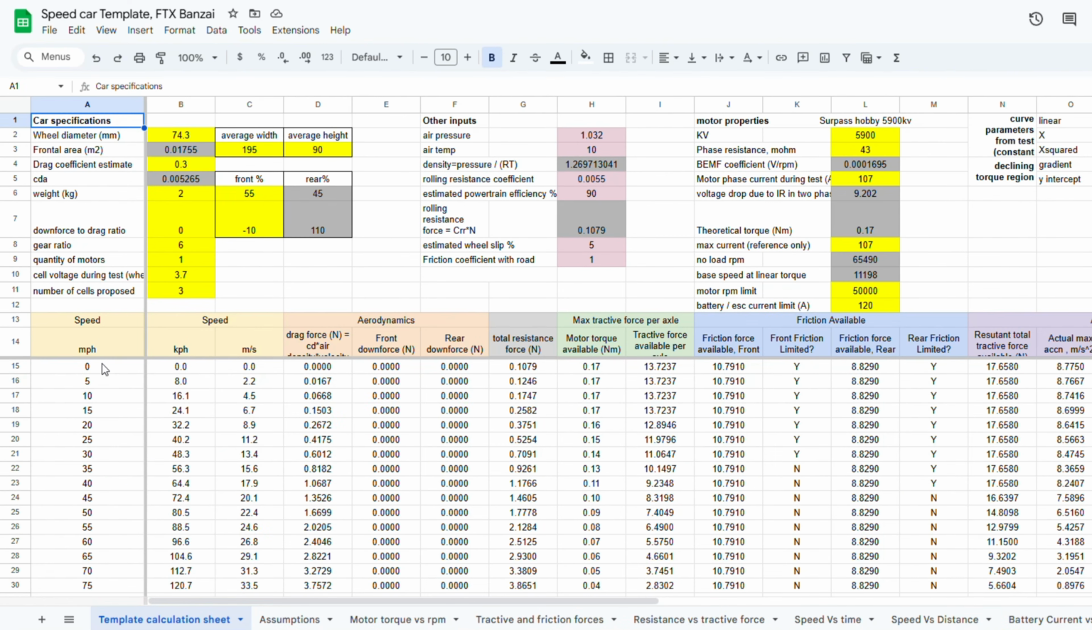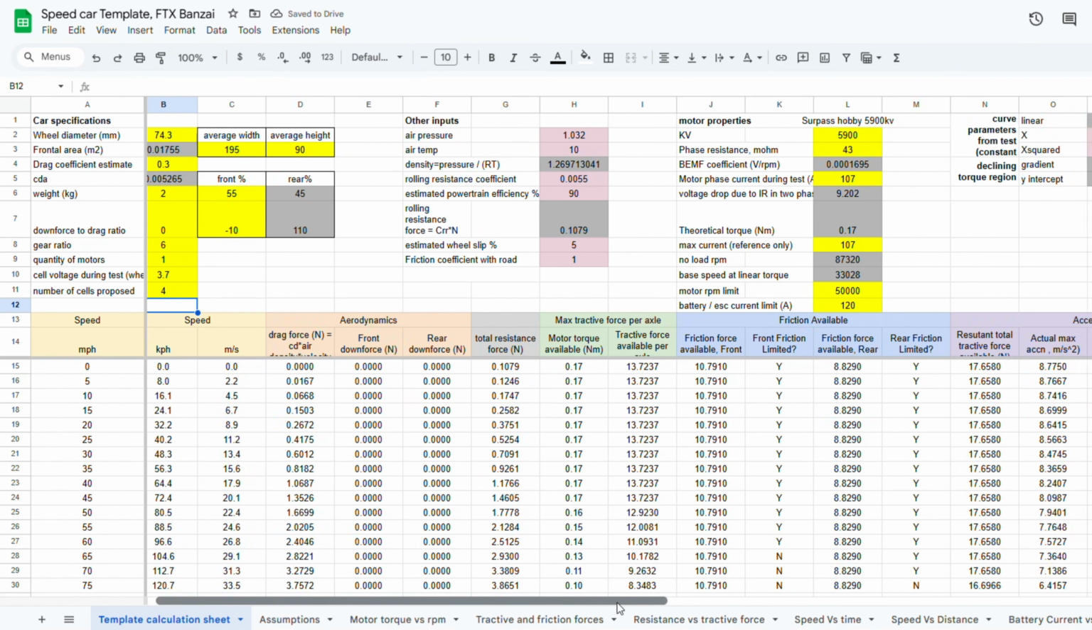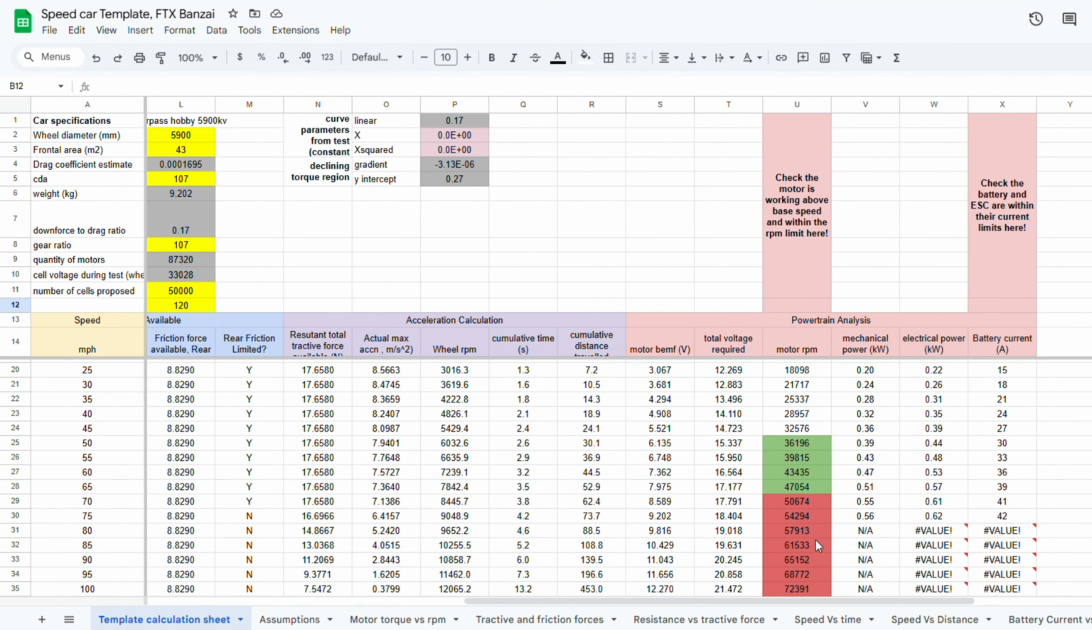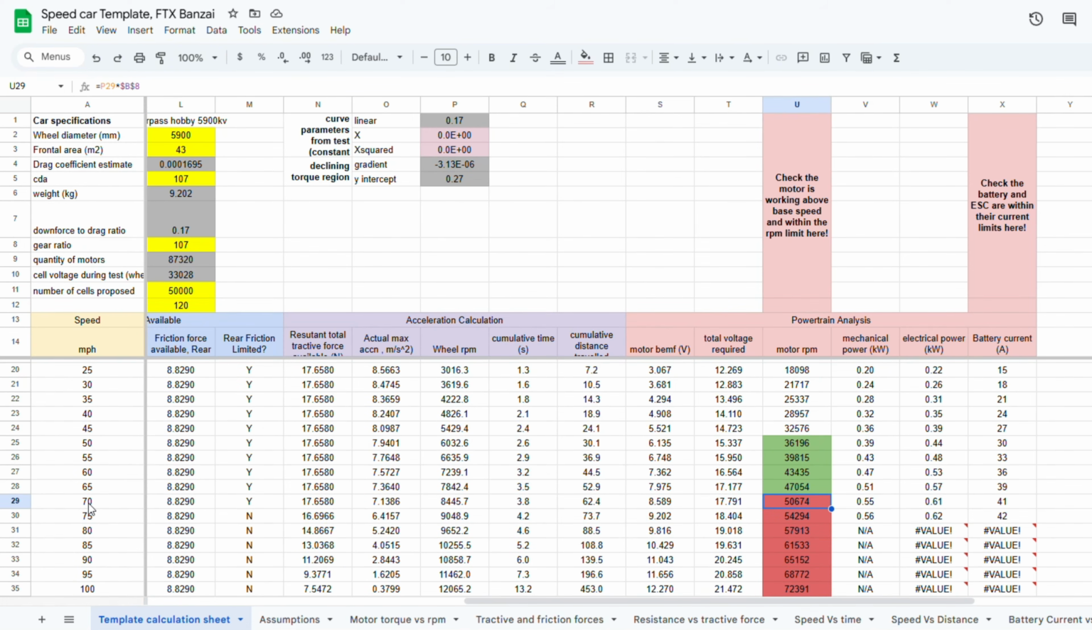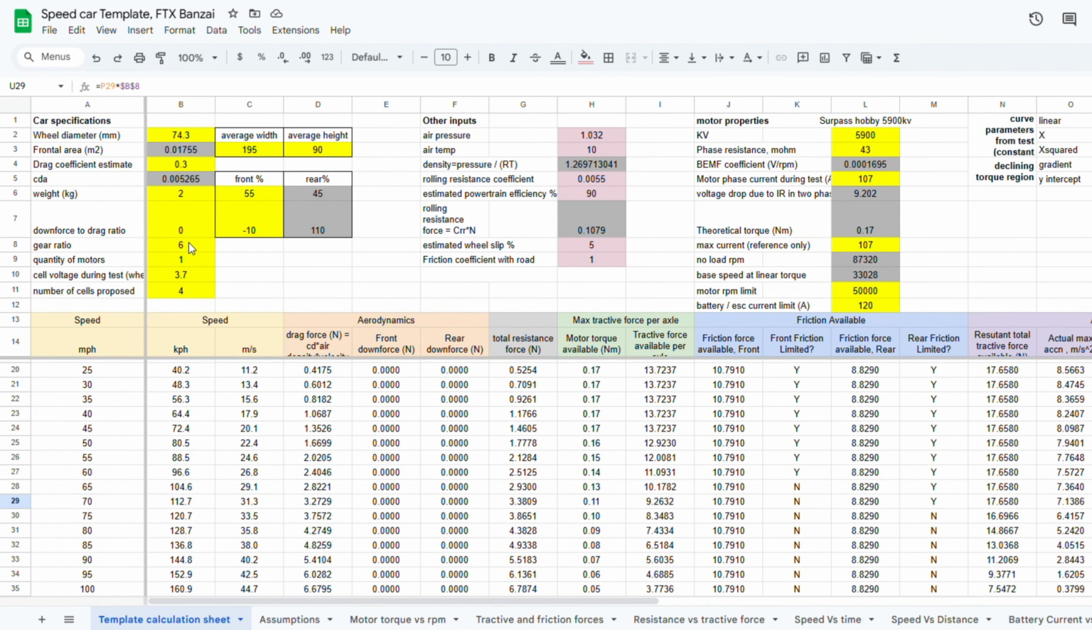Let's have a look. If we were to change the number of cells, if I put that to 4 cells, firstly we should just have a quick check of the RPM limit. Oh yes, we're already hitting the 50,000 RPM limit of that motor. It's going red at about 70 miles an hour, so we're going to have to change the gear ratio as well. So let's change that to say 4.5.